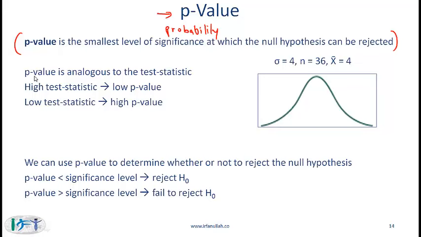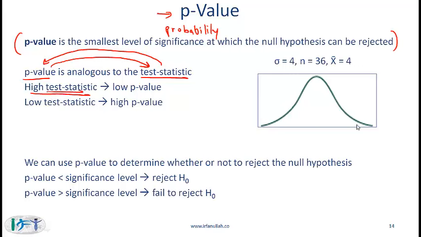The most basic way to think about the p-value is that it is closely related to the test statistic. In fact, if you know the test statistic, you can automatically figure out the p-value, and if you know the p-value, you can automatically figure out the test statistic. So there is a one-to-one correspondence between p-value and test statistic. More specifically, a high test statistic means a low p-value.